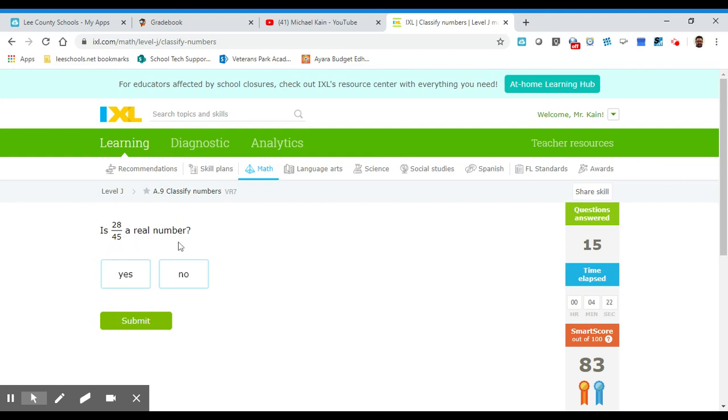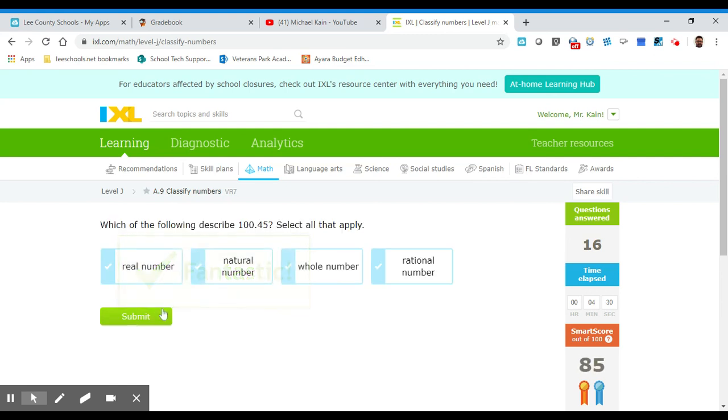All right. Is this a real number? Yes, because real numbers are irrational or rational, and this is a rational number. So that is true. All right. What about this number? What is true about 100.45? It is a real number. It's not natural because it's not a counting number. It's not a whole number because it has a decimal. It is a rational number because it could be 10045 hundredths, which is a fraction.